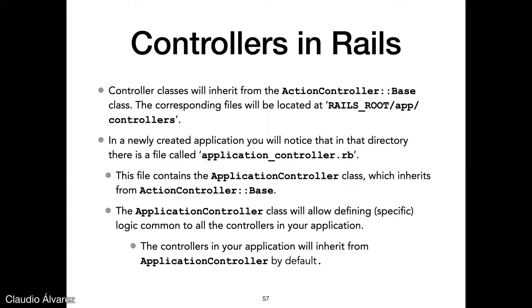So I was telling you controllers are basically classes. These classes will inherit from the ActionController::Base class. The corresponding files are located at Rails root, app, controllers. There you see the controllers of your application. In any newly created application, you will see that there's a controller called ApplicationController. Initially, this controller is empty, but it inherits from ActionController::Base.